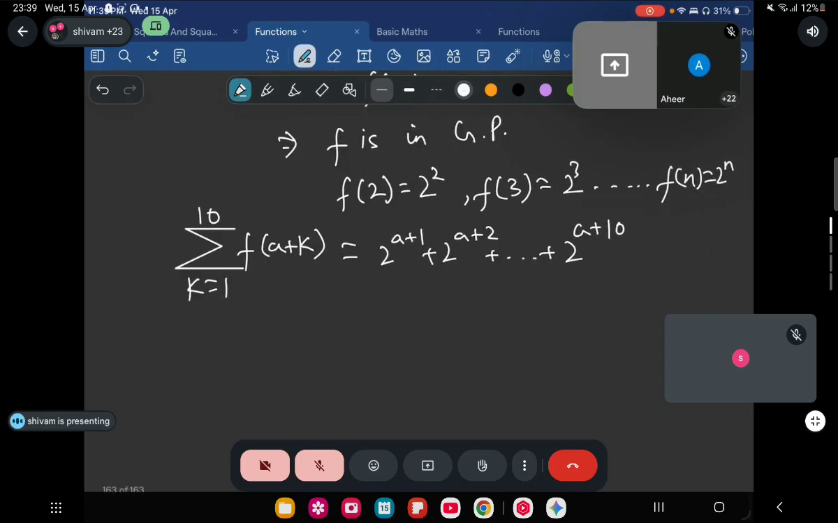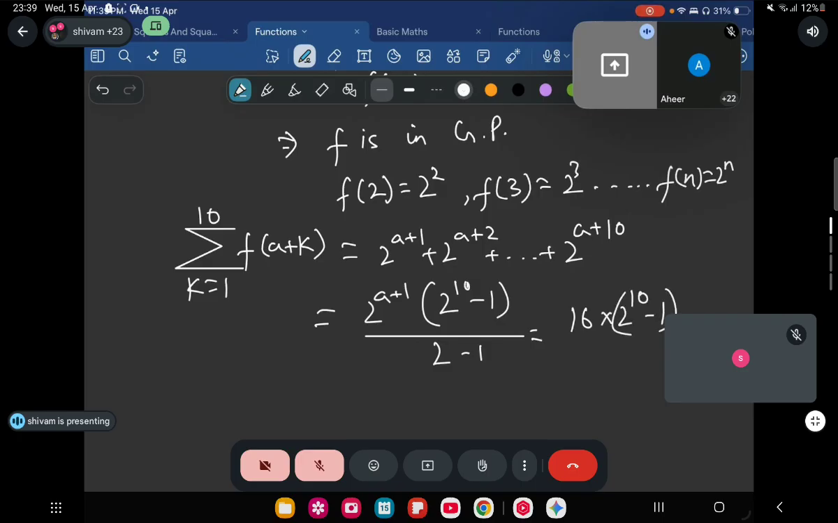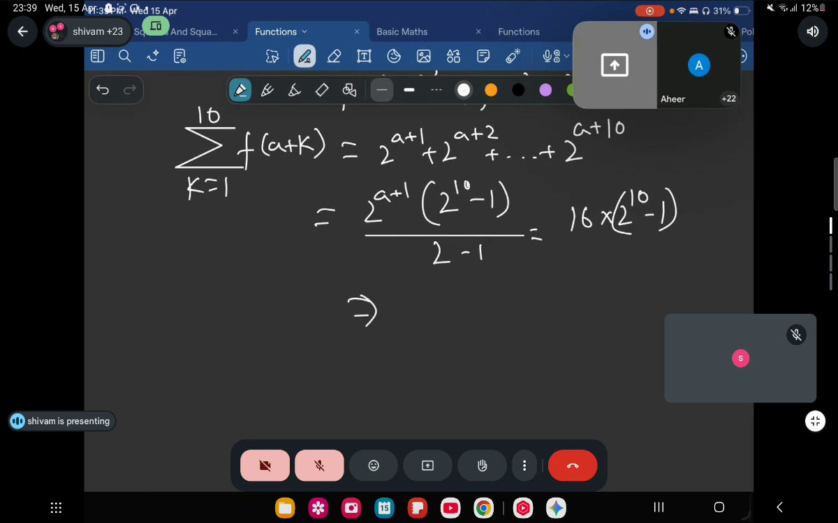You can take 2 to the power a plus 1 common. You are going to get 2 to the power 10 minus 1 upon 2 minus 1. This is nothing but 16 into 2 to the power 10 minus 1. Done. So on comparing both sides, we are going to get 2 to the power a plus 1 is equal to 16. This implies a equal to 3. Done. It's very simple.